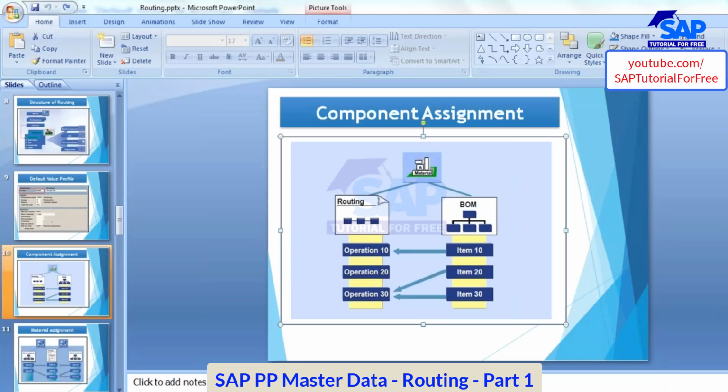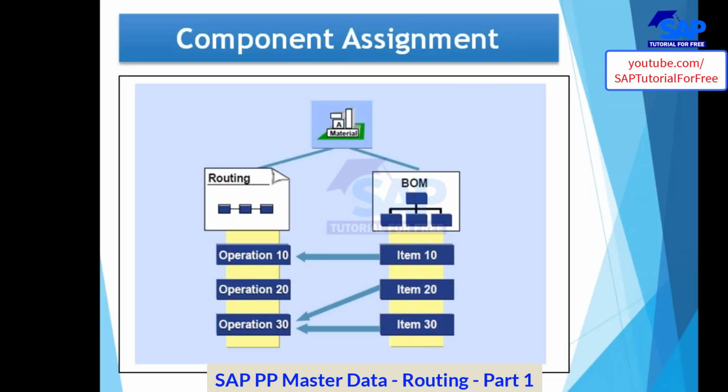So basically here what you will do is you will take your BOM components, and those components you will be assigning to the respective operations, where they are going to use. So this is called component assignment. To do this, we have to create BOM. BOM should be there already. For our products, we already created BOM. Now let's do the component assignment.